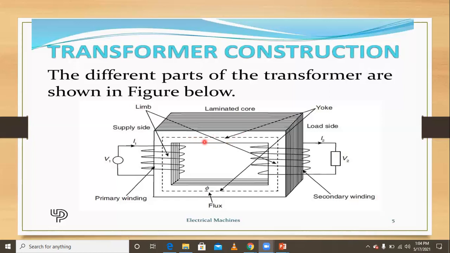Opposition to the change in flux is called reluctance. In circuits, opposition to the current is called resistance. Here, opposition to the flux is called reluctance. So here the flux is called the primary flux and this is the secondary flux. From the primary side, the flux links to the transformer secondary winding through the transformer core only. From the core, the flux links to the secondary winding.